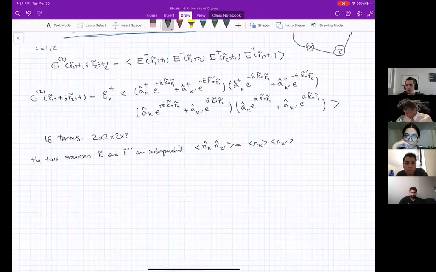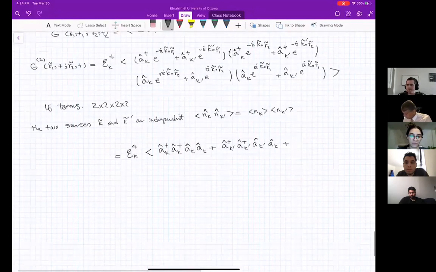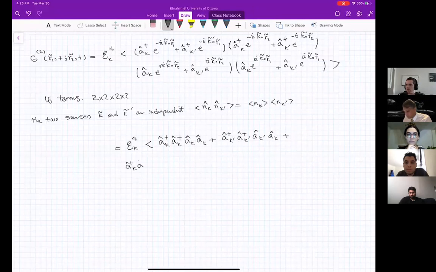So then after simplification, you will get this expression: E_k to the power of 4, the average of a_k dagger, a_k dagger, a_k, a_k, plus a dagger k prime, a dagger k prime, a k prime, a k prime, plus a dagger k prime, a_k, a k prime. By the way, I can swap these two together. The only reason that I keep it in this way is because I want to have it in the normal ordering. That's the only reason.